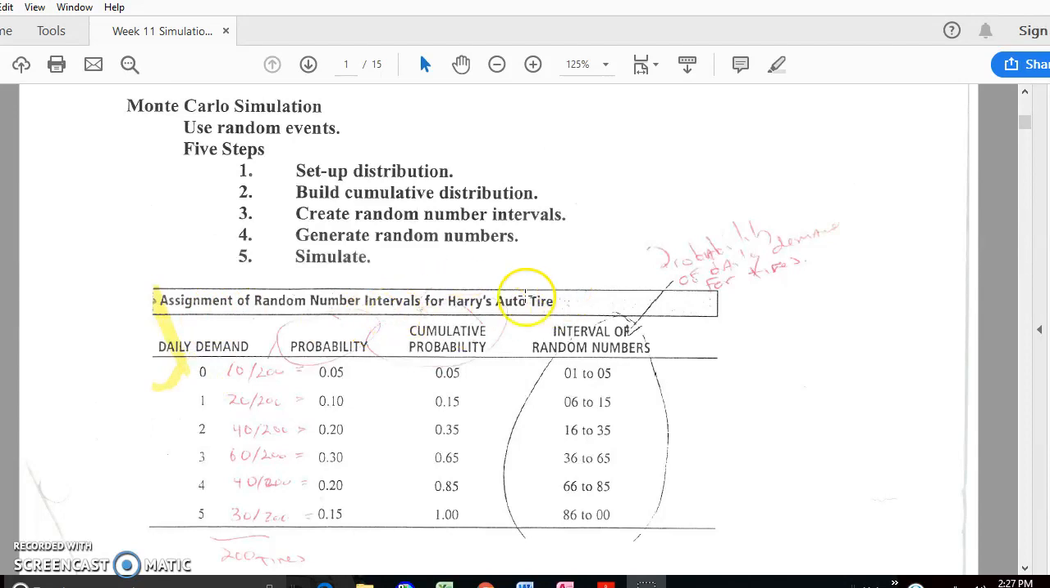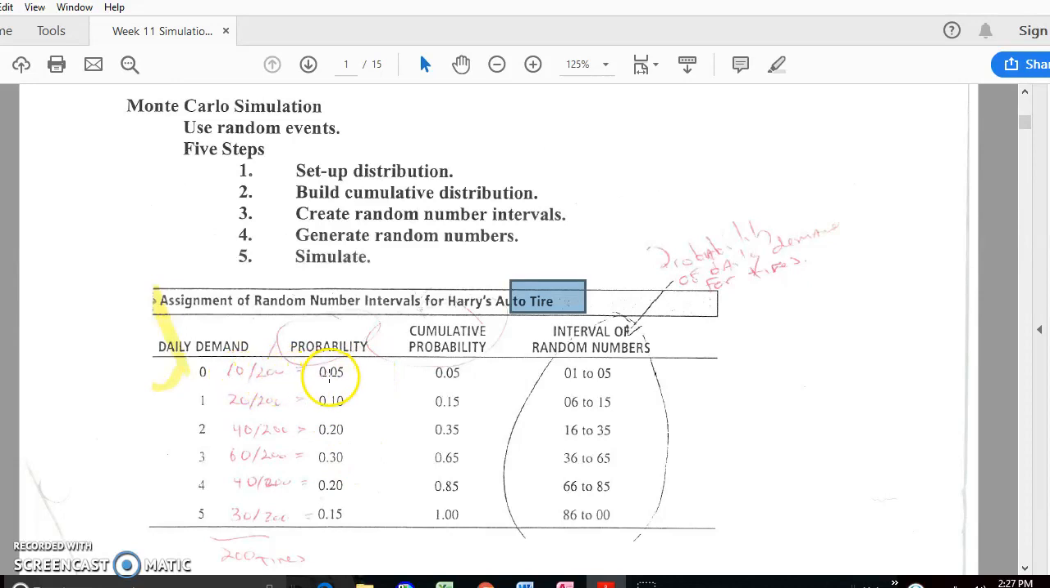For instance, we're looking at Harry's auto tire, and we've got demand for one tire, two, three, four, and five. We've had 200 iterations. Of course, they're scribbled in here, but they're discussed in more detail in the chapter. But out of the 200 overall, we had 10 that were zero demand, 20 that were one demand, 40 that were two demand, 60 that were three demand, 40 that were four demand, and 30 that were five demand. And we've created a probability distribution for that.